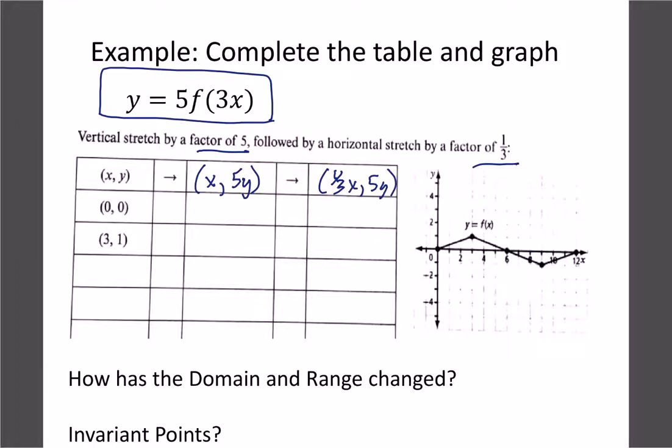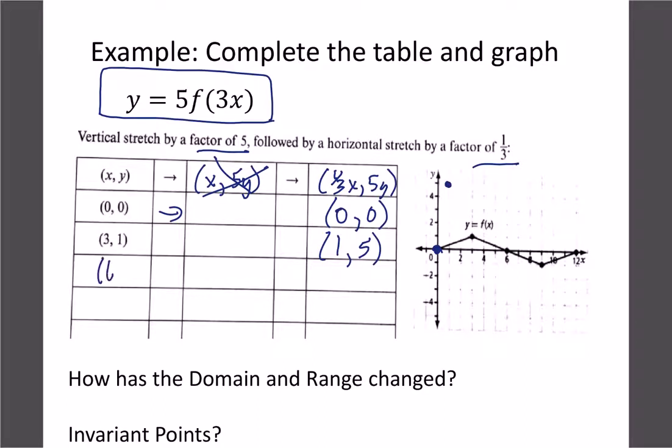What a lot of people do is just jump right to the combination. So we would even avoid this step. So we're just going to take 0, 0, times them by 1/3 and 5, they would stay at 0, 0. So if we put that on our graph, that coordinate would remain invariant. It doesn't change. 3, 1, once we times it by 1/3, it would be 1. The 1 times 5 would be 5. So now this coordinate would be 1 over and 5 up.